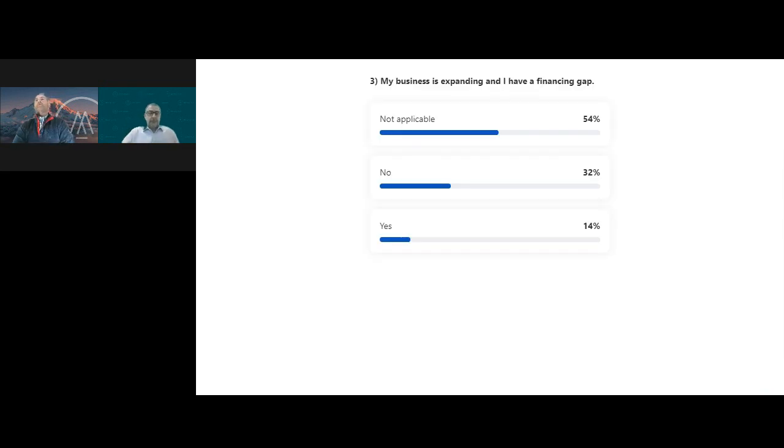All right, so we've got some people that are looking to expand and actually have a financing gap. So new markets tax credits might actually be a solution that might exist for your specific organization. So with that, we'll move on to an overview.